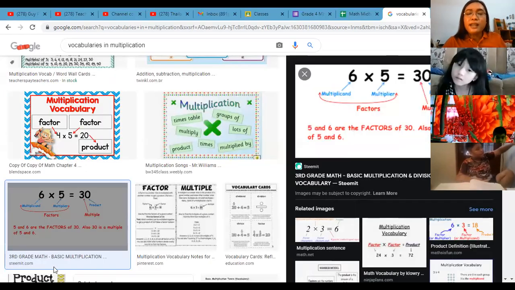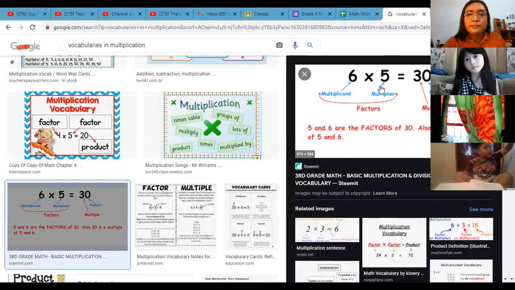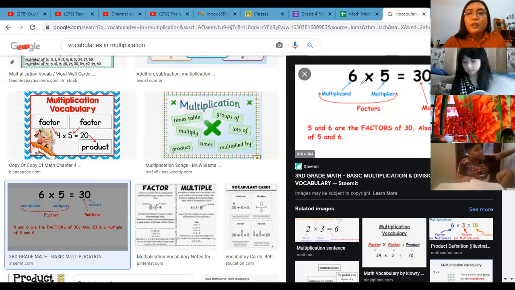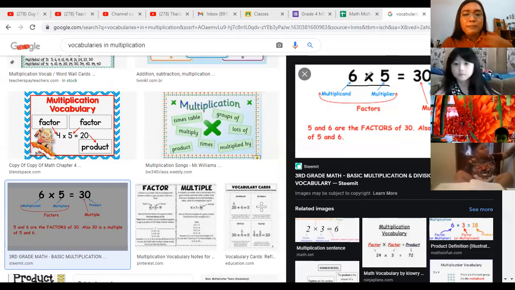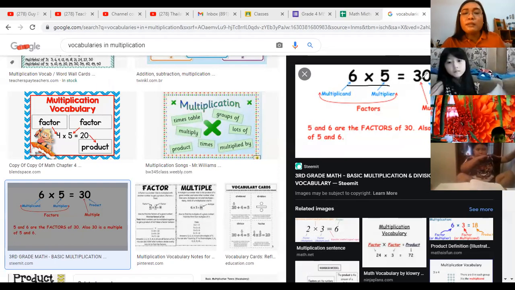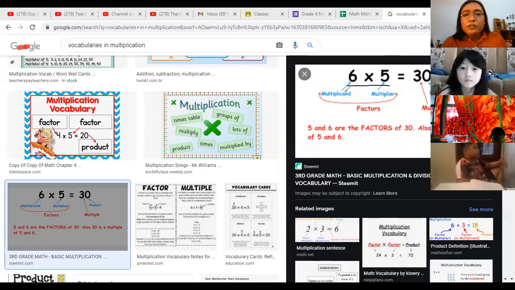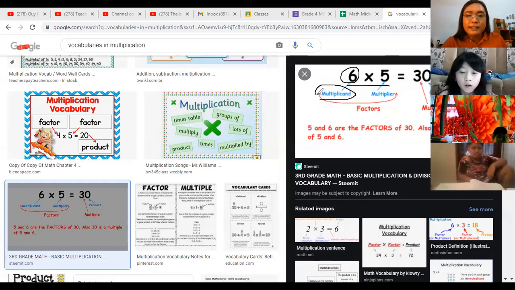All right, so class, take a look at this. So we have 6 multiplied by 5 equals 30, okay? So class, number 6 here, this is what you call the multiplicand. All right, so 6 is called the multiplicand.